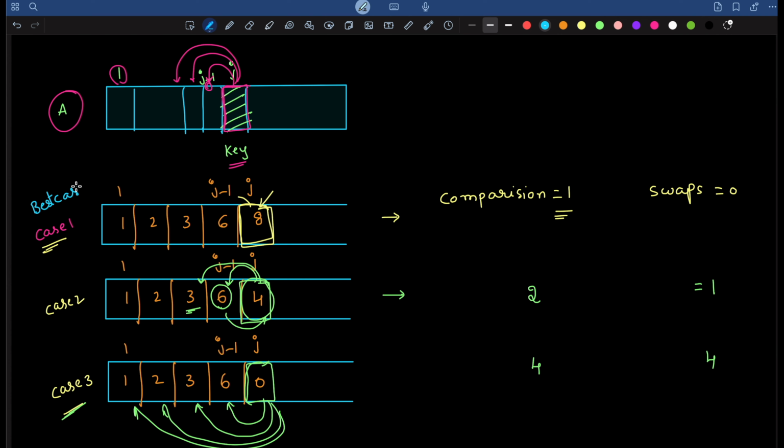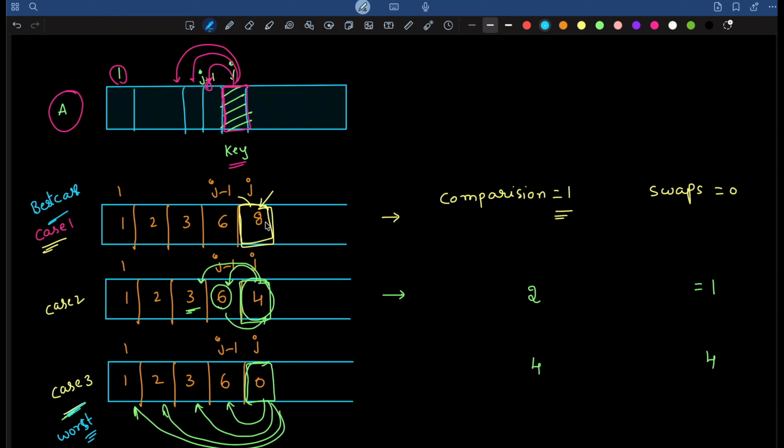So when can I say it is a best case? When all the elements are already sorted. No need to perform any swaps here. And I would say case 3 will be my worst case, right? Compared to this element, all elements are larger, so I need to move all the elements to the right.